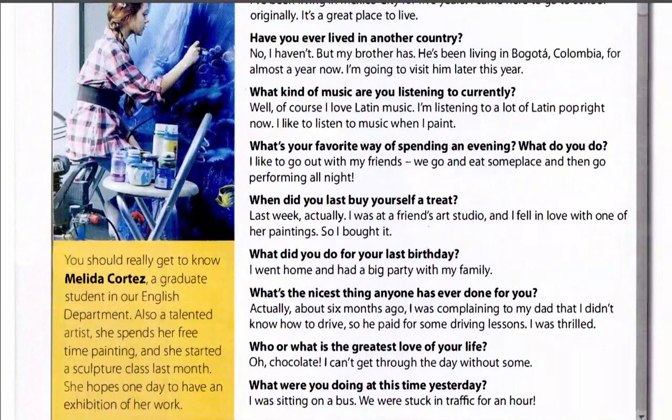Then, for the last verb in that last short sentence, I was thrilled, she switches back to the simple past to talk about how she felt. Thrilled. We're using this adjective. Thrilled means excited about something. I was excited. I was scared. I was nervous. Okay? So we can talk about our feelings just like we would in the simple present if we were talking about our feelings now.